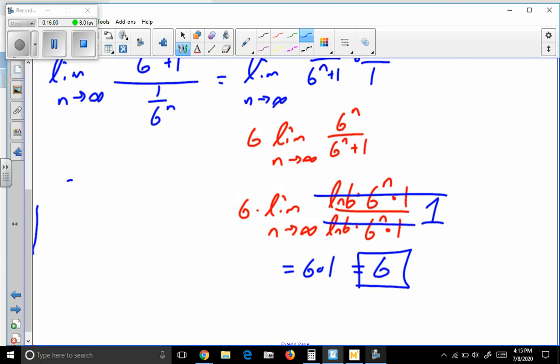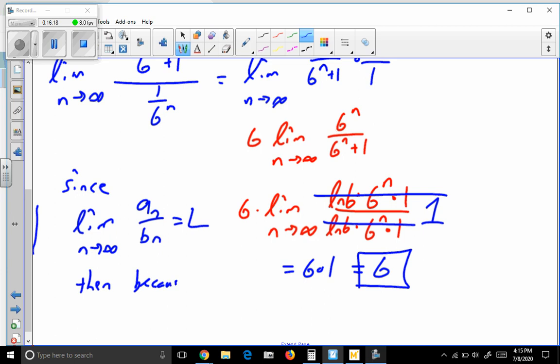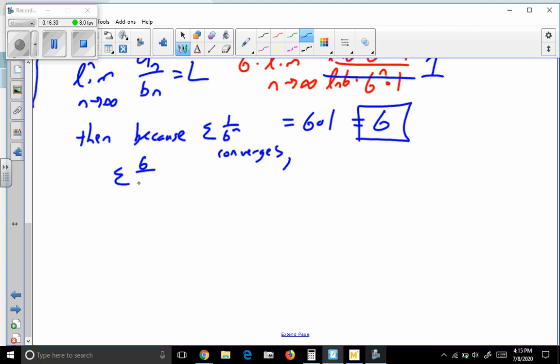So since our limit exists, since the limit of a sub n over b sub n exists, it goes to a particular number, then because the sum of 1 over 6 to the n converges, the series of 6 over 6 to the n plus 1 also converges. So they do the same thing if their limit exists.